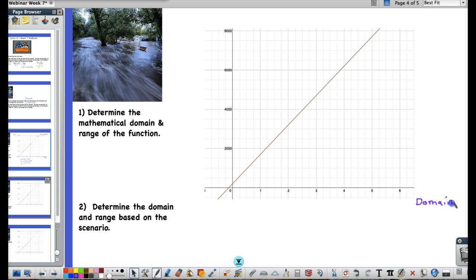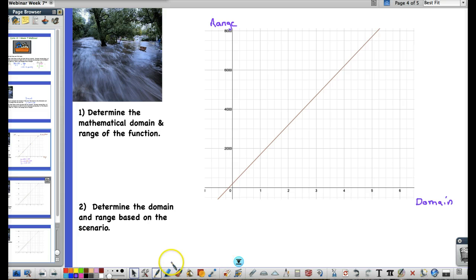And then our range represents our y-axis. So this is going to be really important as we move on, because sometimes when you're answering questions or you want to know what the answers are, you would look at your domain or your range to find your answers. So you're going to have to be able to identify domain and range.